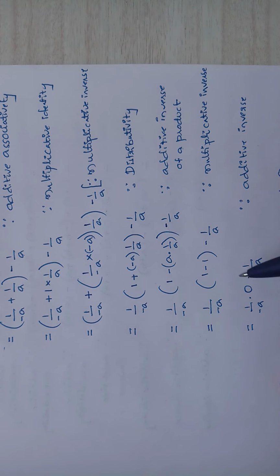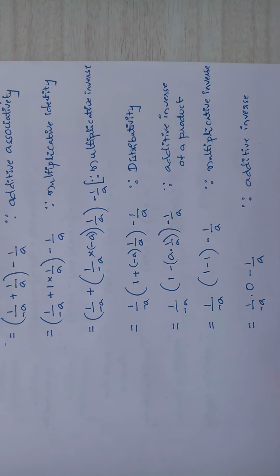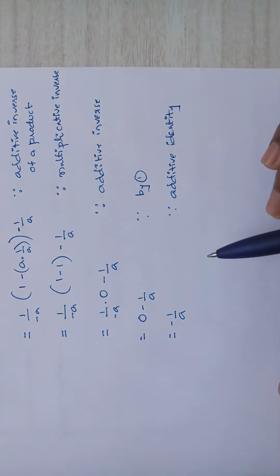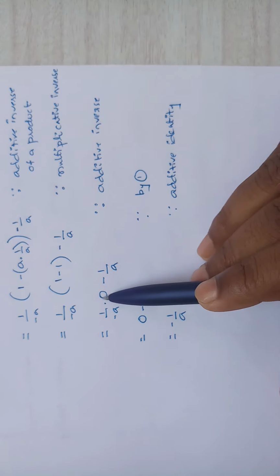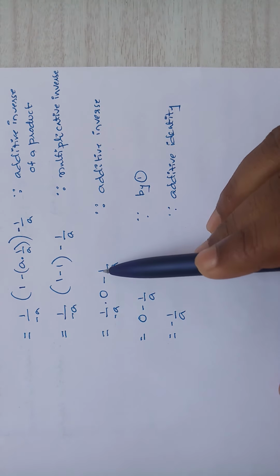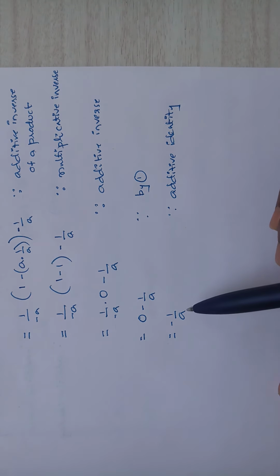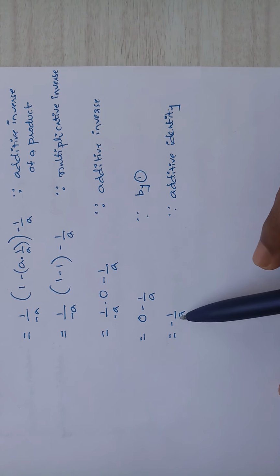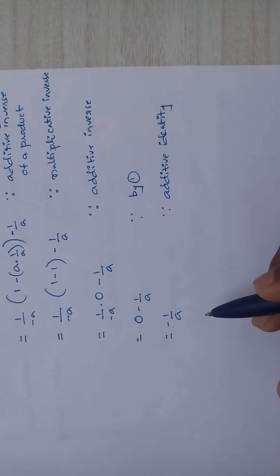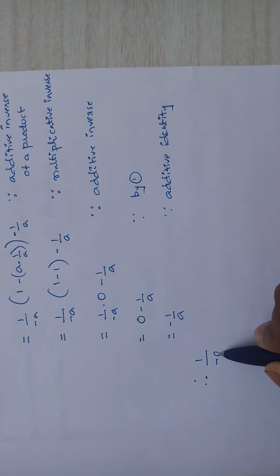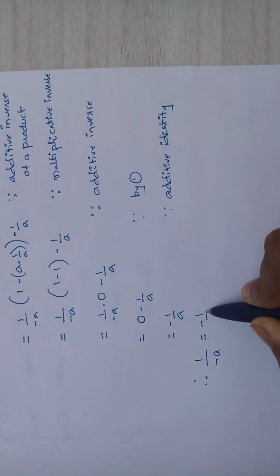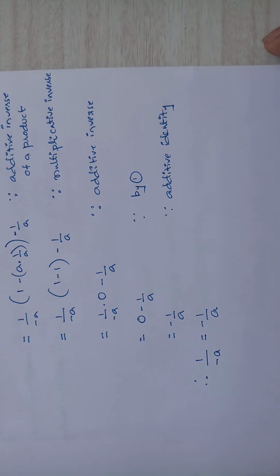So 1 minus 1, using multiplicative inverse, will become 0. 1 divided by minus a into 0 minus of 1 divided by a. So 1 divided by minus a into 0, using property 1, that is a into 0 is equal to 0, will become 0, minus 1 divided by a. Using additive identity we can write 0 minus 1 divided by a is equal to minus of 1 divided by a. So therefore 1 divided by minus of a can be written as minus of 1 divided by a. So this is your third property.